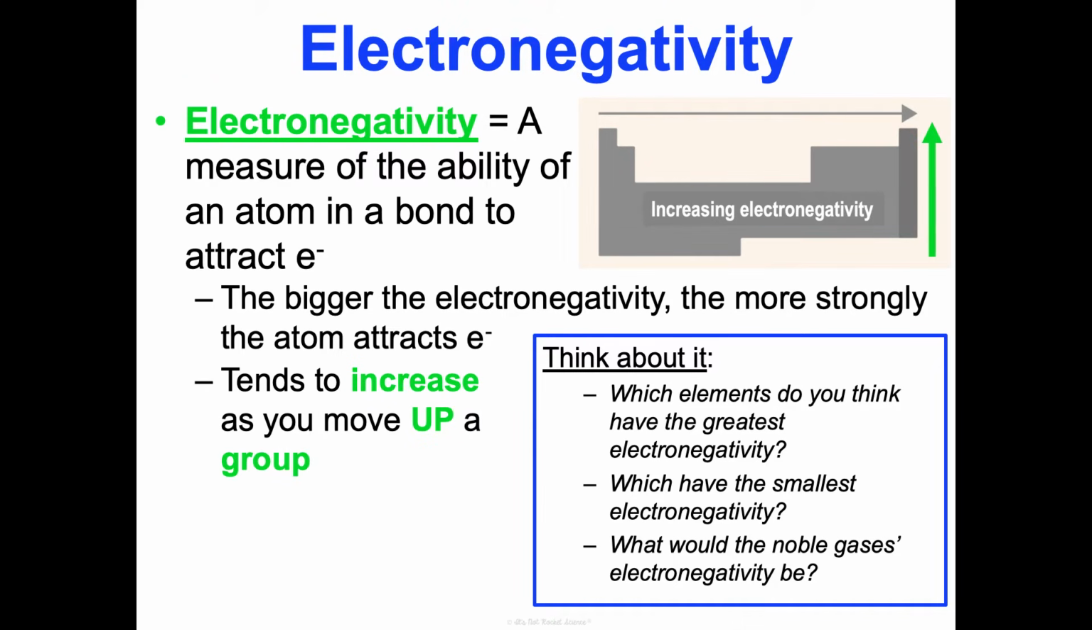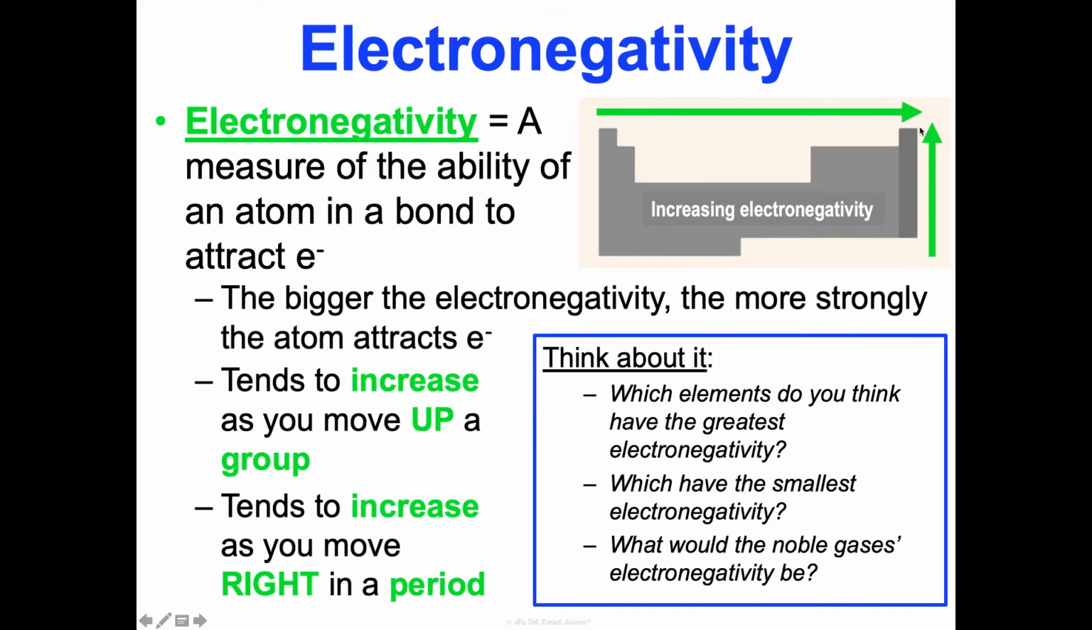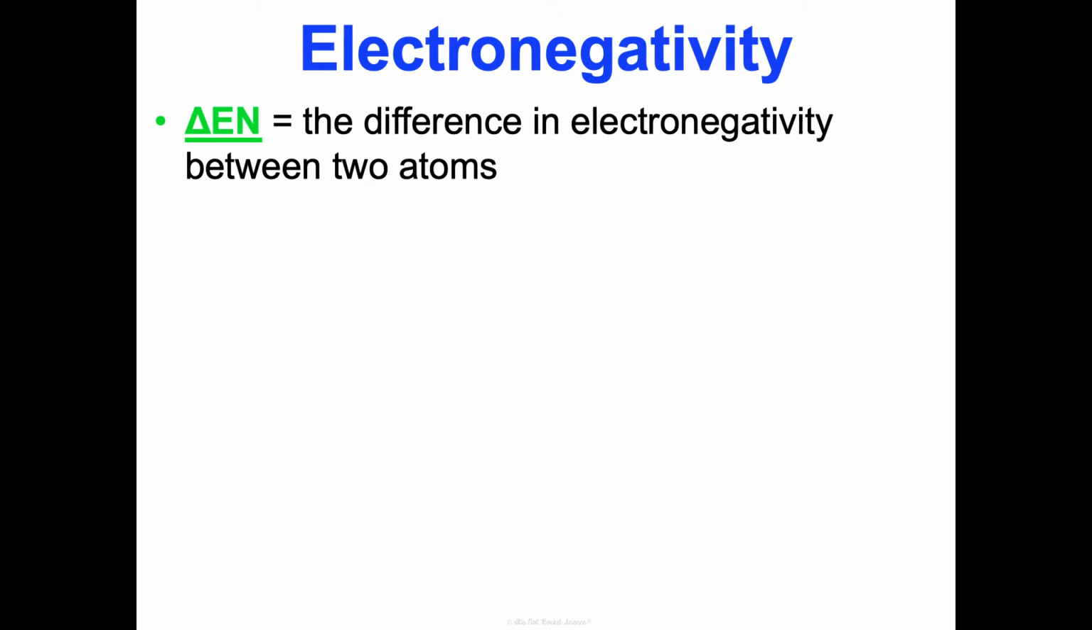So the trend for electronegativity is that it tends to increase as you move up a group, and it tends to increase as you move right in a period. So the things in this direction, moving towards fluorine in the periodic table, tend to have the greatest electronegativity and ability to attract electrons. And the things over here, in the cesium direction, tend to have the least ability to attract electrons.